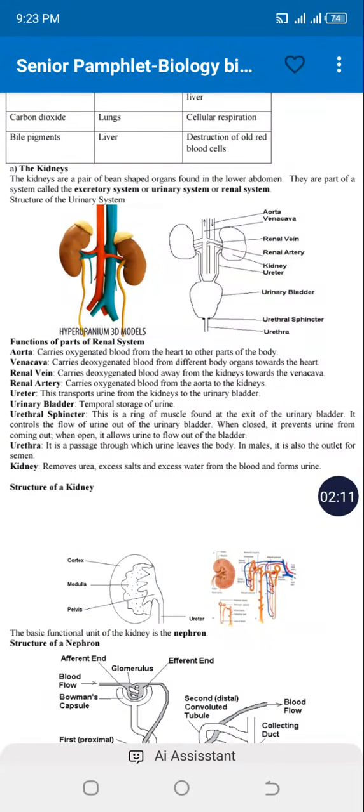So, the aorta carries oxygenated blood from the heart to the other parts of the body. The vena cava carries deoxygenated blood from different organs toward the heart. We have the renal vein and the renal artery. Let me talk about the ureter and the urethra. The ureter transports urine from the kidney to the bladder. Then the urethra is the passage through which urine leaves the body.